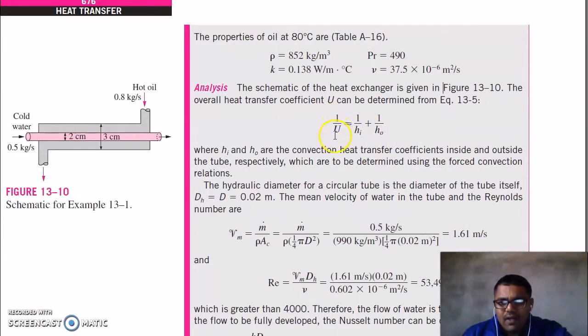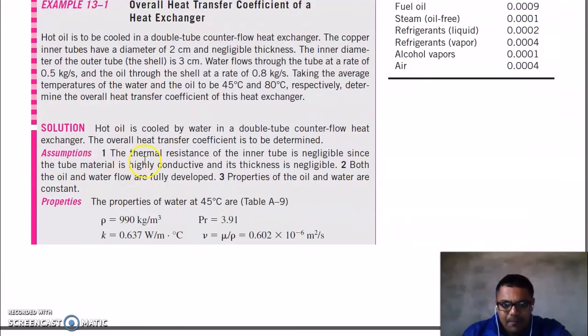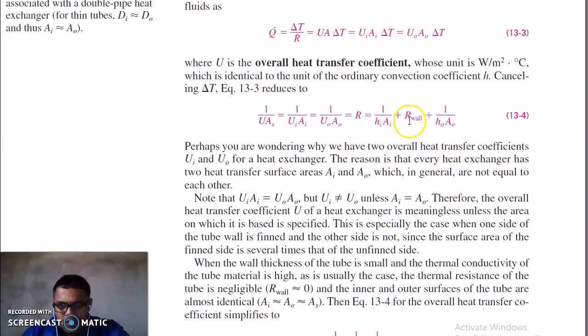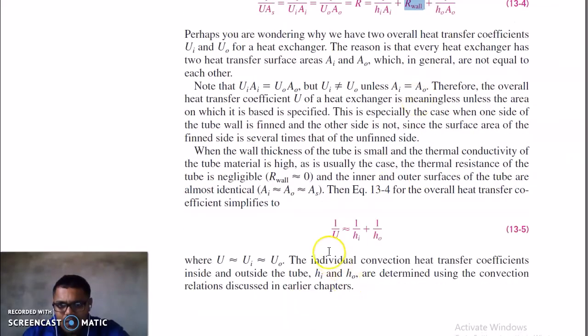Overall heat transfer coefficient is equal to h_i plus h_o. Now we had an assumption that the thermal resistance of the inner tube is negligible since the tube material is highly conductive and thickness is negligible. So we haven't included the thermal resistance of the wall, which means we have neglected this thermal resistance R_wall. We had used this equation with no thermal resistance of the wall.